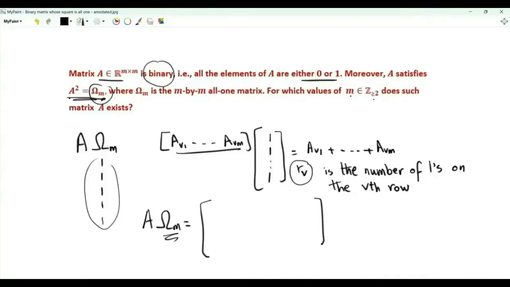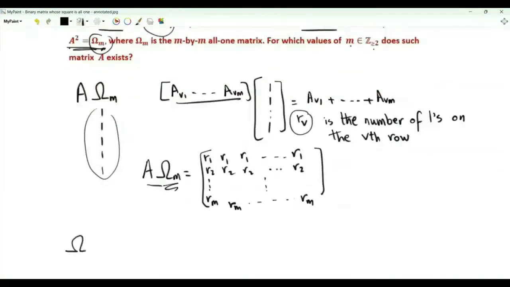When A is multiplied by the first column in the all-1 matrix, we get R1, R2, all the way to Rm. We have the same output when A is multiplied by any other column in omega m. So this product will have R1 on the first row, R2 on the second row, and so forth.